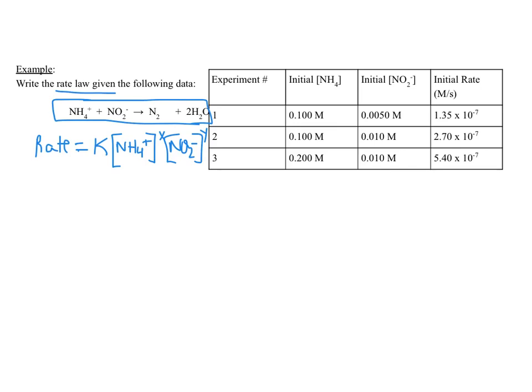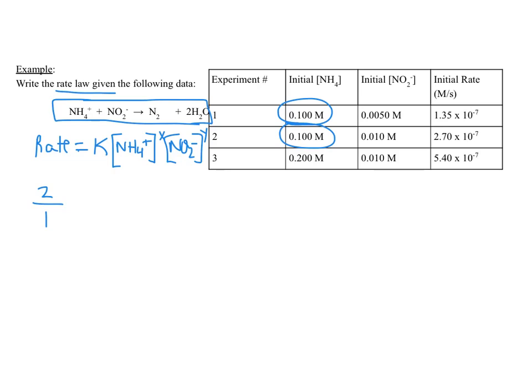So here's what we're going to do. We're going to take a look at a couple of these experiments here. I'm going to pick two experiments where the concentrations are the same for one of them, but not the same for the other. So I'm going to take experiment 2, and I'm going to plug in all of these numbers for experiment 2, and I'm going to put it over experiment 1, and we're going to cancel some stuff and solve for one of the exponents.